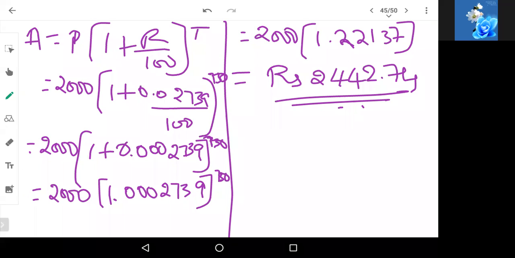I hope it is clear to everyone. Now, no matter which type of problem they ask, you should be in a position to solve, because this is the basics of compound interest. No matter which type or which variant they have given, you will be able to solve this. Any doubts until here?